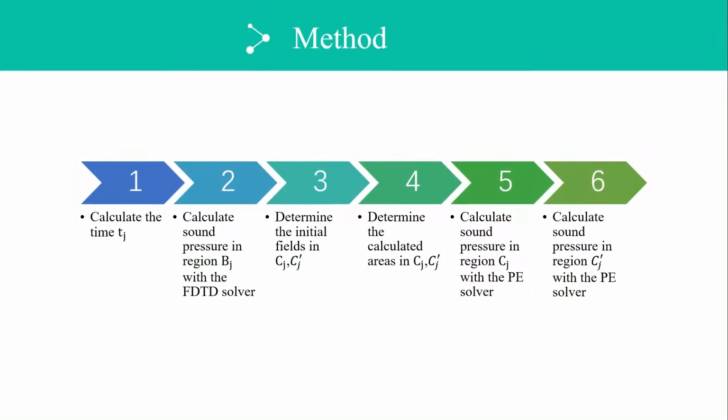We determine the simulation time length Tg of the FDTD method, and the time signal of sound pressure in the BG region is calculated by the FDTD solver. At the junction of BG with CG and CG prime, FFT is used to convert the time domain sound pressure signal into the frequency domain, which serves as the initial fields. After determining the error size, we use the PE solver for simulation. The CG and CG prime regions are simulated by the PE solver.